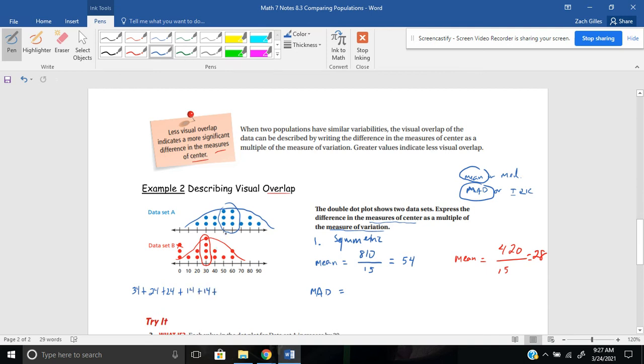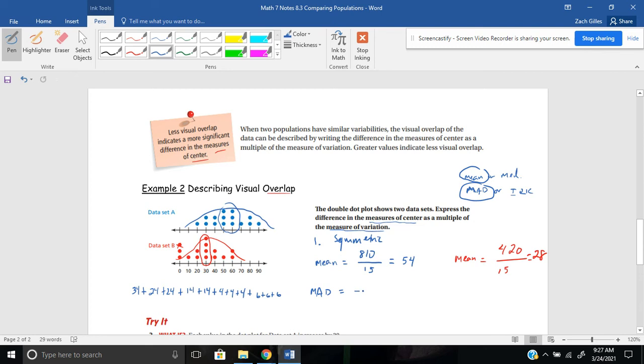How far away is 50 from 54? Well, it's only 4 away, and I have 3 of those. So 1, 2, 3 4s. I'm sure you're starting to get the idea, right? How far is 60 away from 54? Well, it's 6 away, and I have 3 of those.